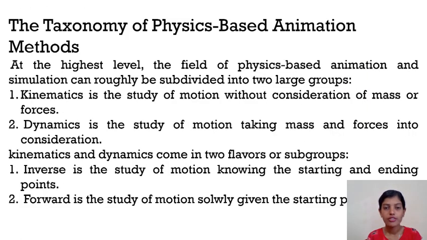The taxonomy of physics-based animation methods. At the highest level, the field of physics-based animation and simulation can roughly be subdivided into two large groups. First one, kinematics is the study of motion without consideration of mass or forces. Second one, dynamics is the study of motion taking mass and forces into consideration. Kinematics and dynamics come in two flavors of subgroups. First one, inverse is the study of motion, knowing the starting and ending points. Second one, forward is the study of motion, only given the starting point.